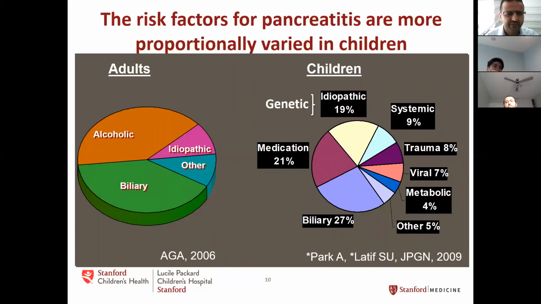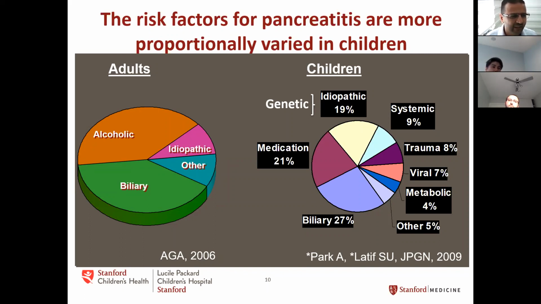I have another question. Sorry. Yeah, definitely. Attributing a cause of pancreatitis to medication, I find very challenging in adults. Is it any easier in children?